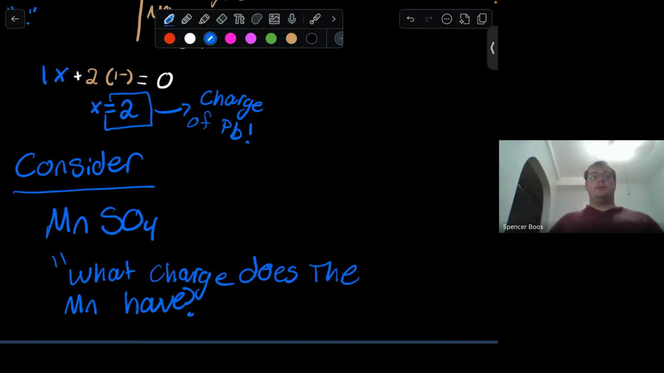Now, for those of you in the call, go ahead and take a second, try figuring it out. Right, again, we need to use the X as our charge for Mn. We've got 1 Mn. Then you need to look on the periodic table for your charge of your sulfate, which is SO4.